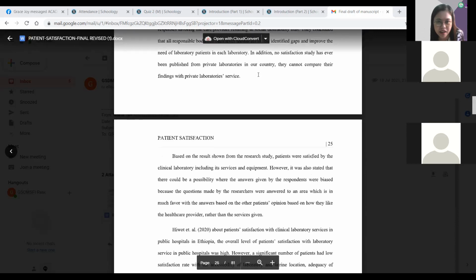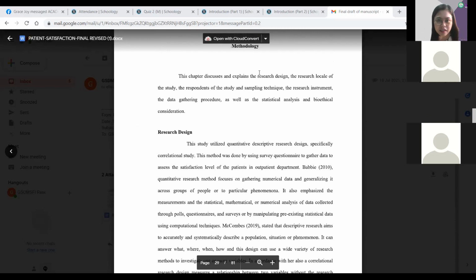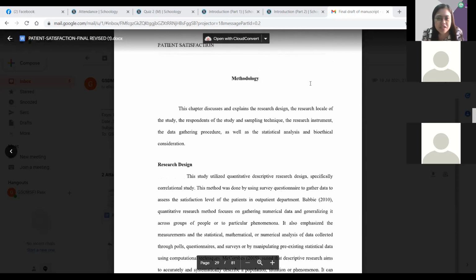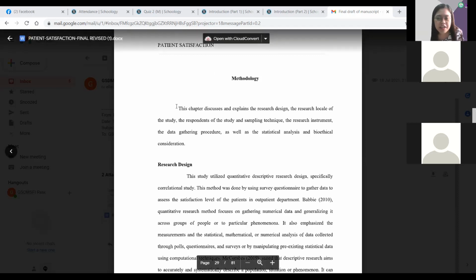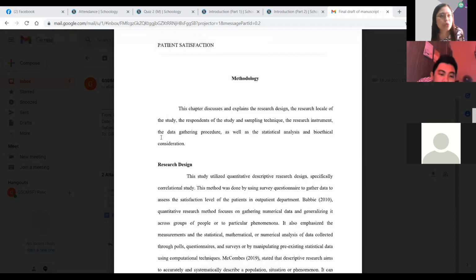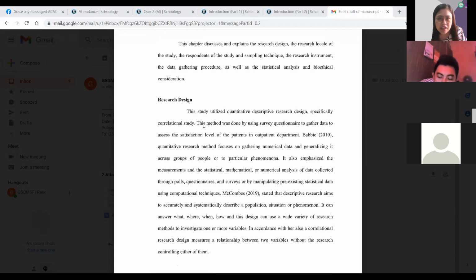Medyo mahaba ang RRL. Okay, sa methodology. Ganito yung pagkasulat ng methodology. You have here an introductory statement introducing, or you just have to identify ano yung nakalagay sa portion or section na ito ng paper ninyo. So the first part again is the research design. Look at the research design.